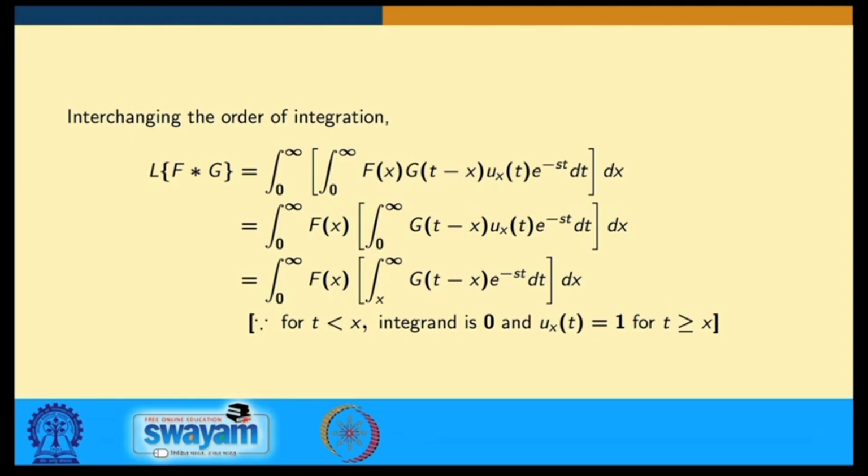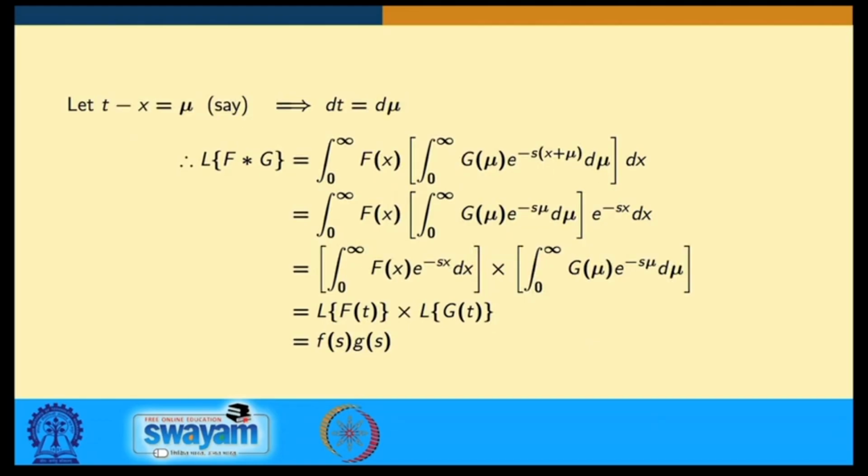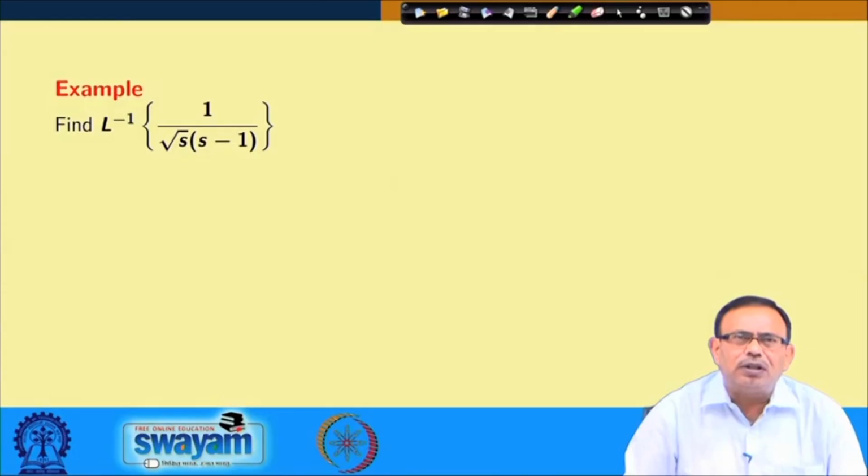The reason is that for t less than x the integrand is 0 and u(x,t) is 1. Then in the last one I am substituting t minus x equals mu. Once I substitute, I can break it into two different integrals, where the first integral is nothing but the Laplace transform of f(t), and the second integral is the Laplace transform of g(t). So it becomes nothing but F(s) into G(s).